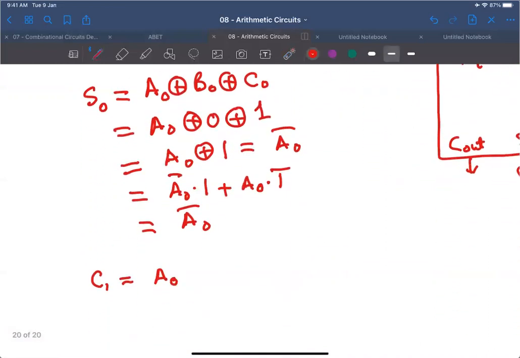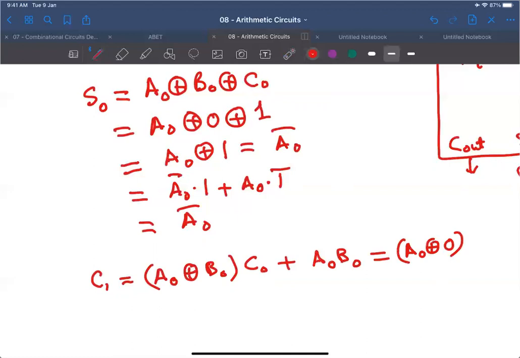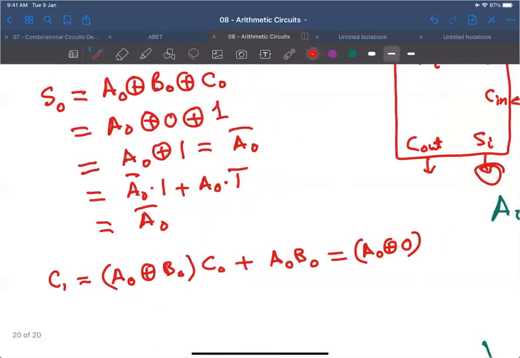A0 XORed with B0, ANDed with C0, or with A0 B0. And that is what? A0 XORed with 0, ANDed with C0, which is 1, ORed with A0 ANDed with 0. And that is equal to what?